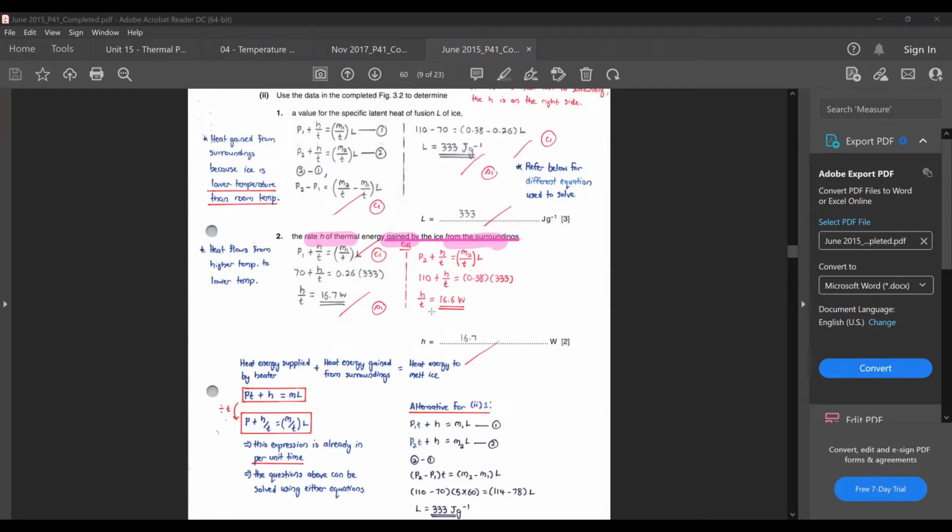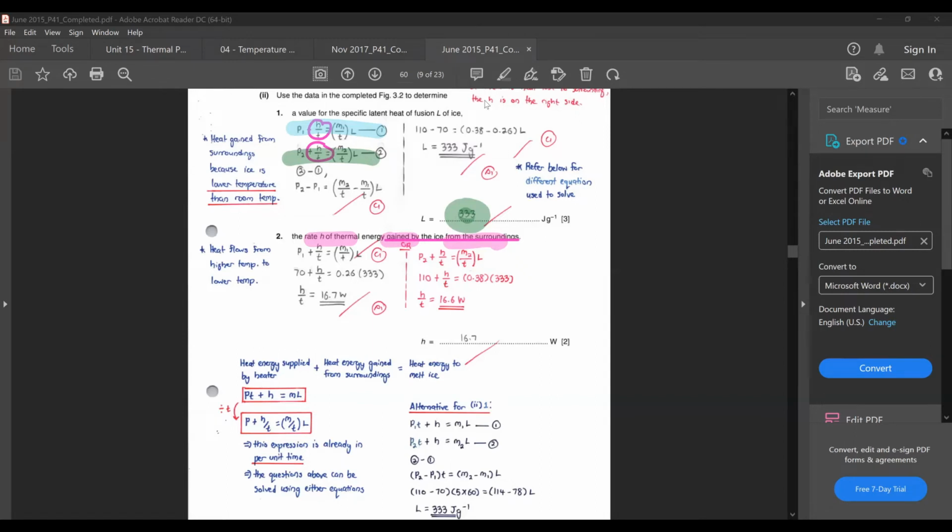So when you want to find heat gain from surroundings, it is actually talking about finding this H over T. Now, if you want to find H over T, you can either just sub in the values inside equation 1 or sub in the values inside equation 2. Just use either one of the equations, right? With the answer that you have found here, you can make use of equation 1 and 2 to find out what is H over T.